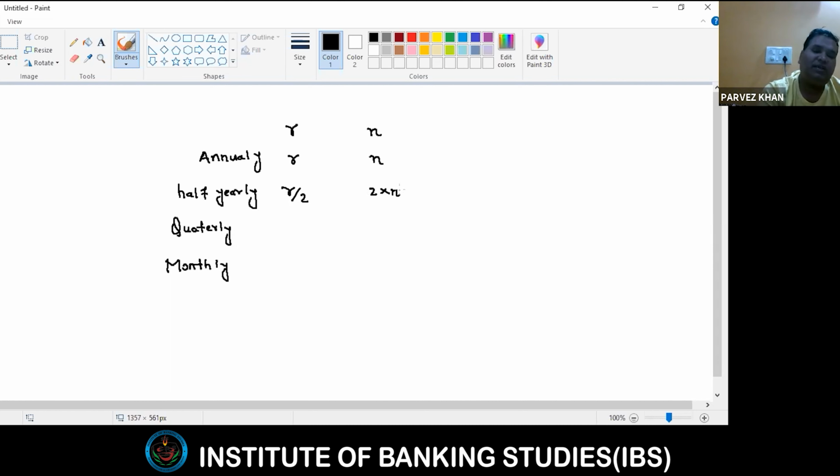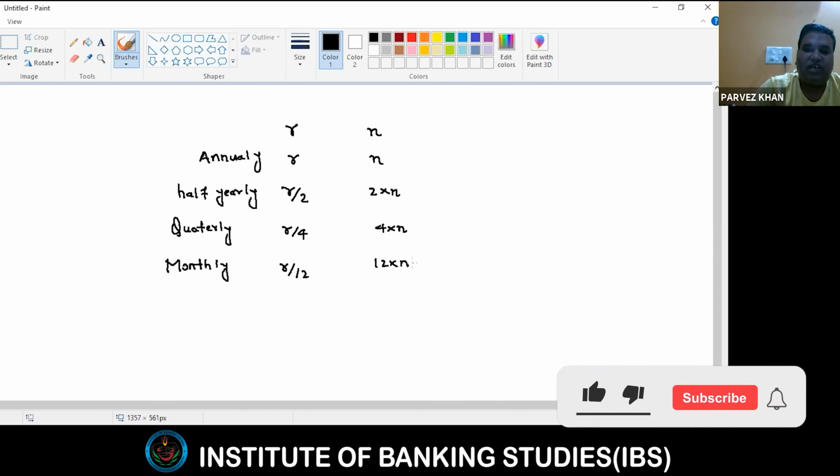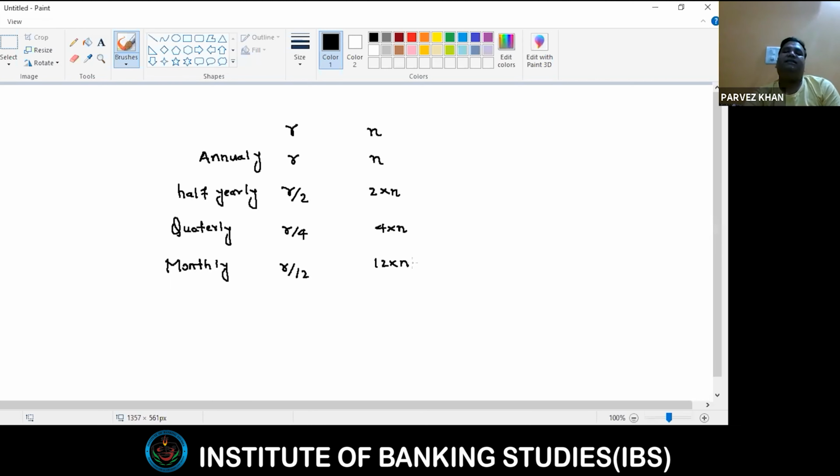So whenever they say half yearly, keep in mind we have to divide the rate by 2 and multiply the time by 2. If they say quarterly, quarterly means 4 times, right? So R will be divided by 4 and time will be multiplied by 4. If they say monthly, it means 12: divide by 12 and multiply by 12, because there are 12 months in a year. So don't worry if they say monthly, quarterly, half yearly. Your basics have to be correct. The formula remains the same. Just R will be divided by 12 or 4, and N will be multiplied by 12 or 4, depending on the question. Okay, understood? Yes, sir.